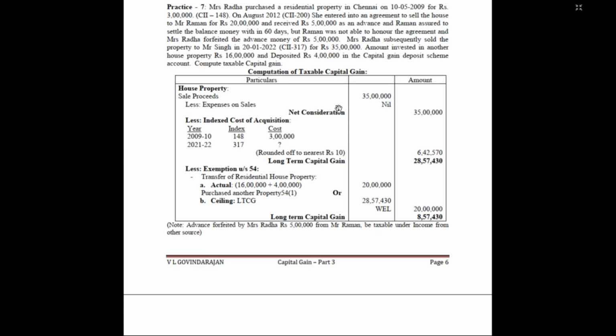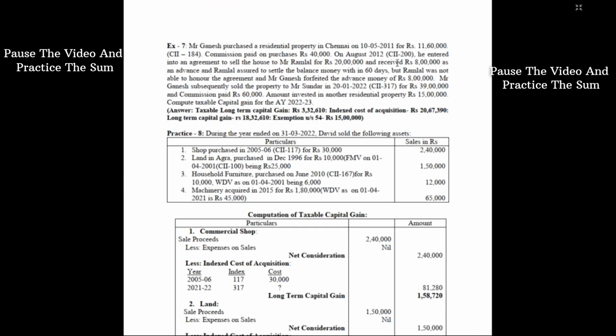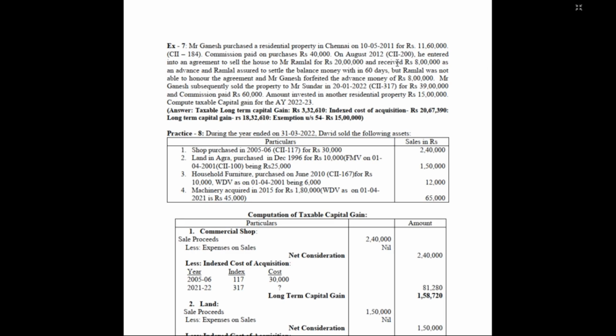Note, the advance forfeited by Mrs. Radha, rupees 5 lakh from Raman, will be taxable under income from other sources but not under capital gain. In the same pattern, the listeners can practice exercise 7 and check the answer. Now let me go for practice 8.